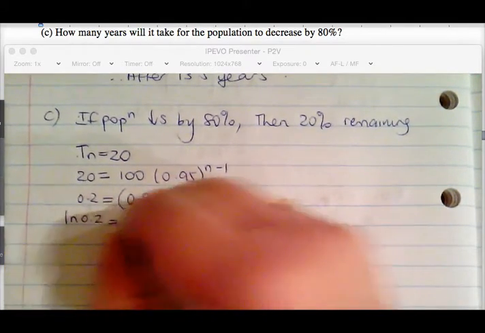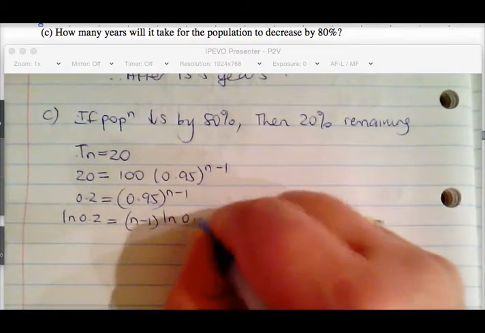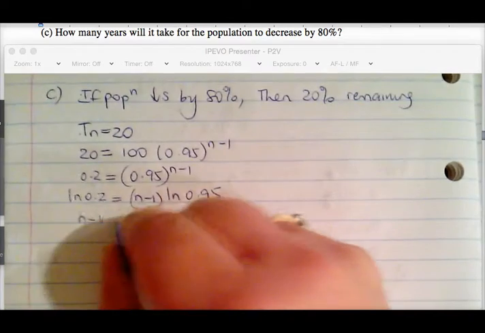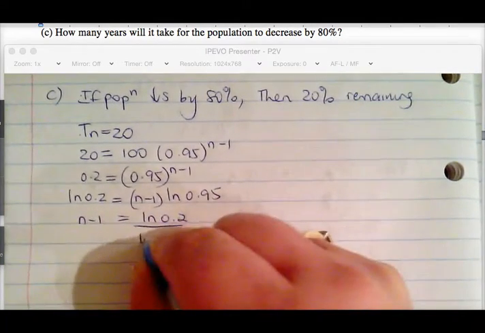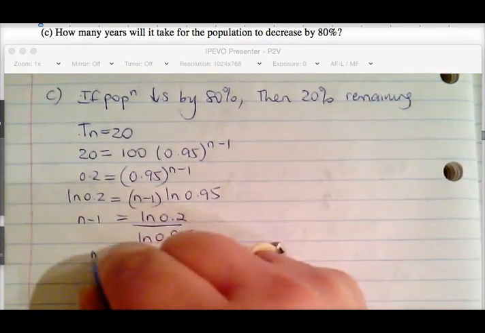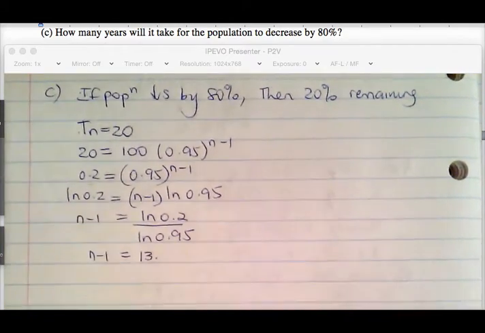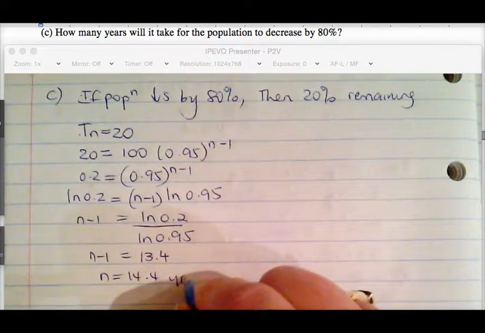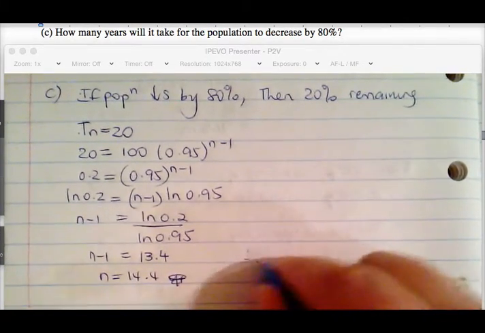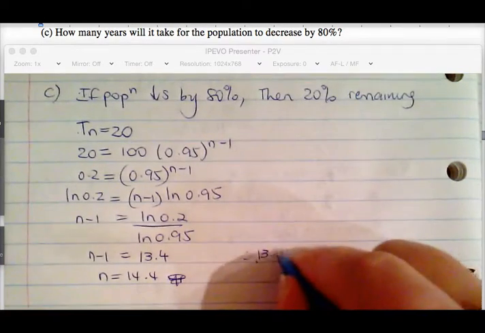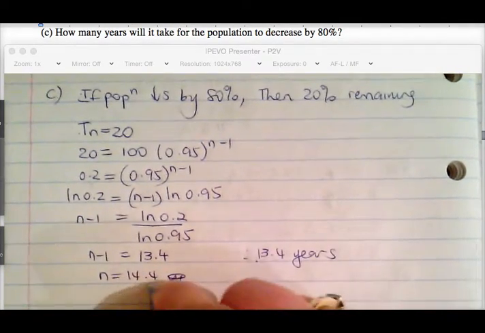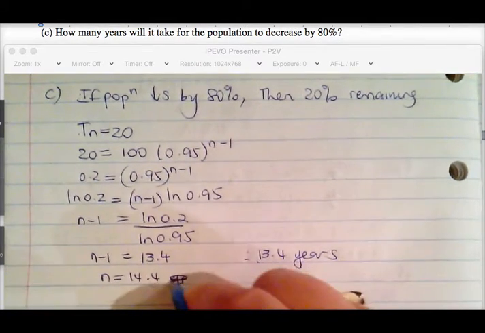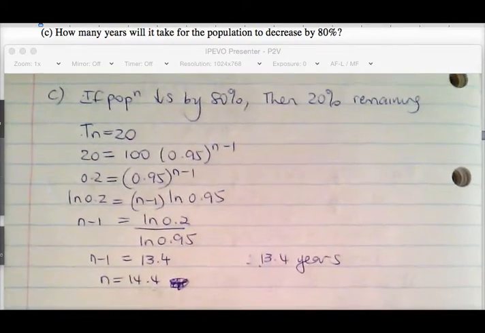Taking logs of both sides and just jumping an extra step, we'll get that. And so therefore n minus 1 is ln 0.2 over ln 0.95. So n minus 1 is 13.4, so n is 14.4. So therefore, as we were just saying before, it will be after 13.4 years, because when n is 14.4, that means that 13.4 years has passed, because n is 1 at 0 time.